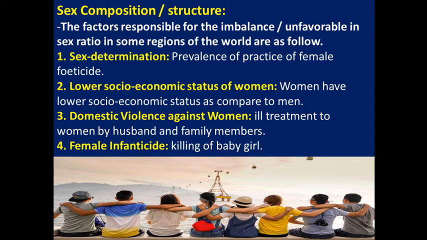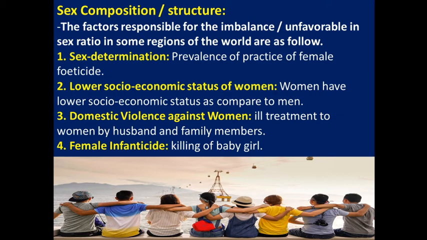So the factors for the imbalance or unfavorable sex ratio in some regions of the world are as follows. We know that in 72 countries of the world, we have an imbalance or unfavorable sex ratio. So that is not a natural one. Many countries have imbalanced or unfavorable sex ratios because of the following reasons, such as sex determination. Sex determination means the prevalence of the practice of female feticide.